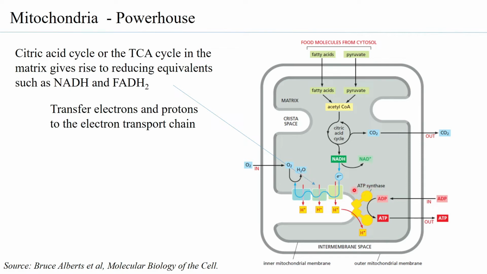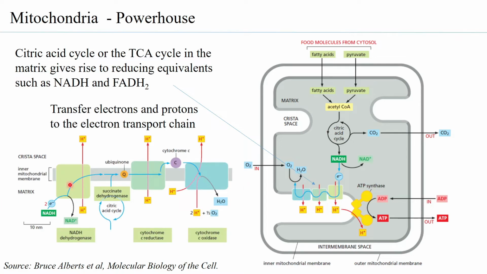Now, in the process that the electrons are transported from one to the other, you can very well see there are actually four complexes. So you have the first complex, this is complex 1, which is called the NADH dehydrogenase. This has a redox potential that is able to accept electrons from NADH. It cannot accept electrons from FADH2.